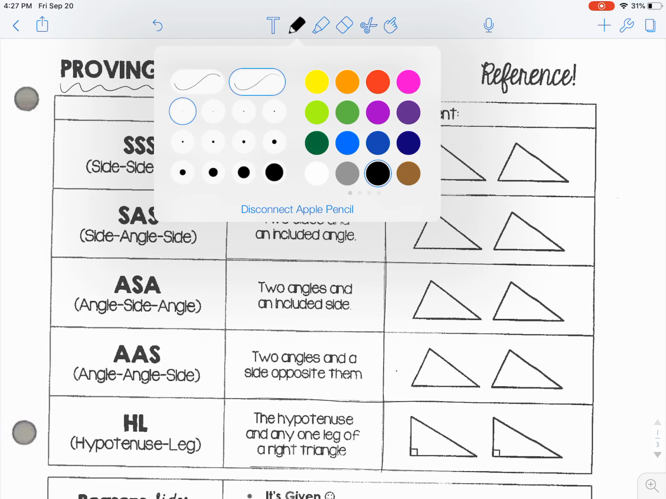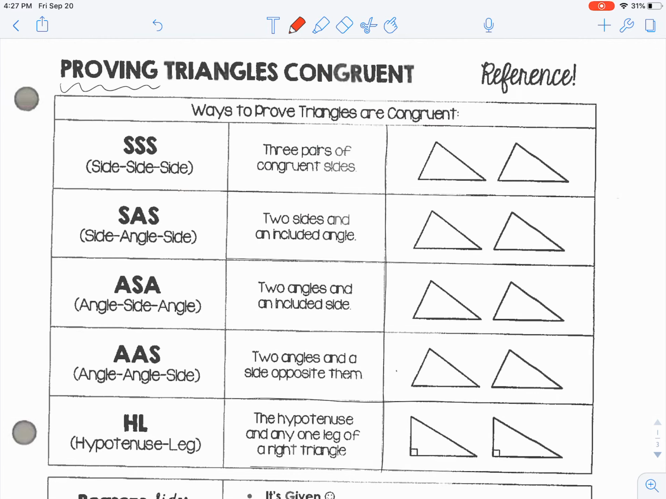So the first way that we learned to prove triangles congruent was by the side congruence postulate. It said if 3 pairs of sides in one triangle are congruent to 3 sides in another triangle, then the 2 triangles are congruent. What those would look like is that all 3 pairs of sides would have tick marks on them. So we mark sides congruent with tick marks.